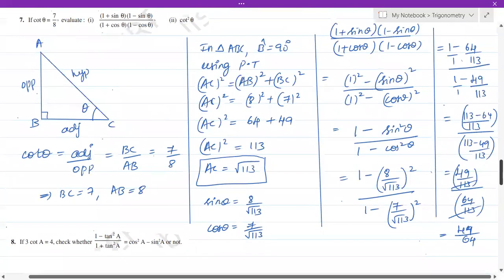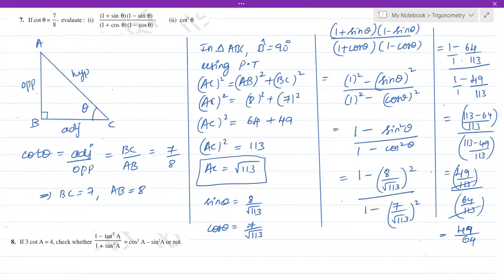And there is a second sub question. Let me do it here, we have got space here. Cot square theta. So what is the cot theta value? They have given it in the question itself. It is 7 by 8. Since it is cot square theta, square it. So if you square it, what do you get? 7 square is 49, 8 square is 64. That's it. So cot square theta value is also 49 by 64.